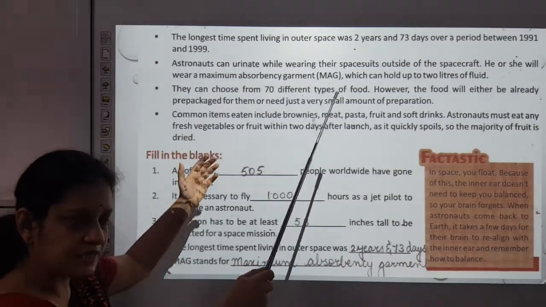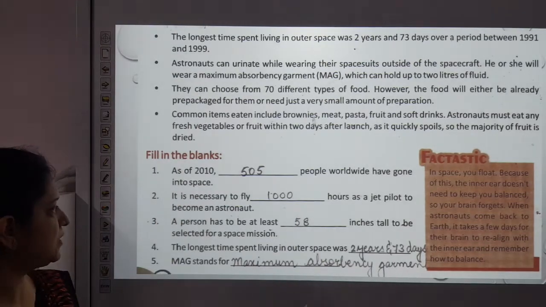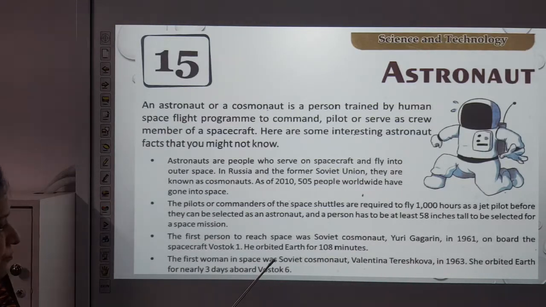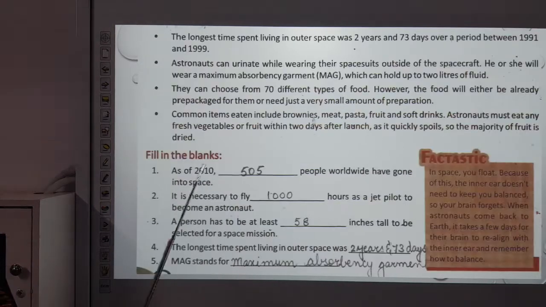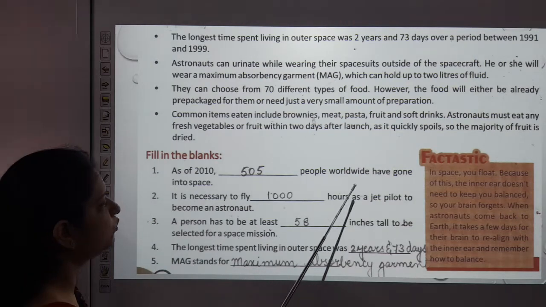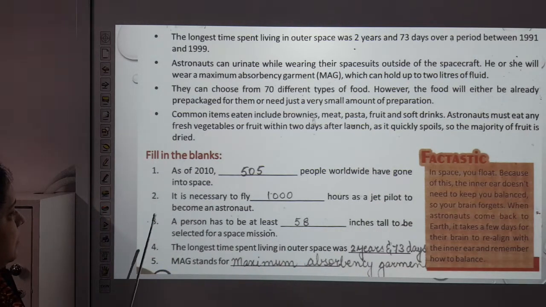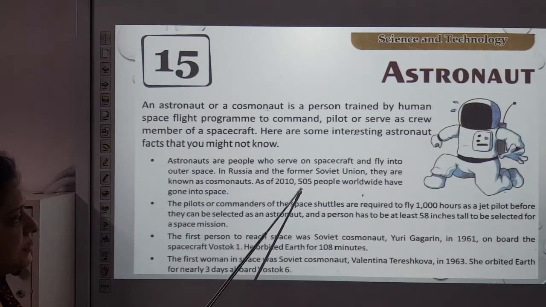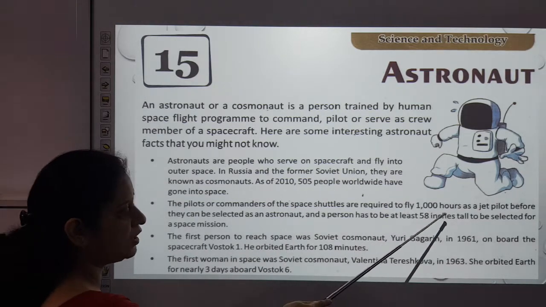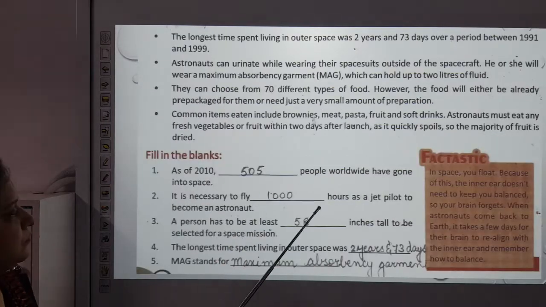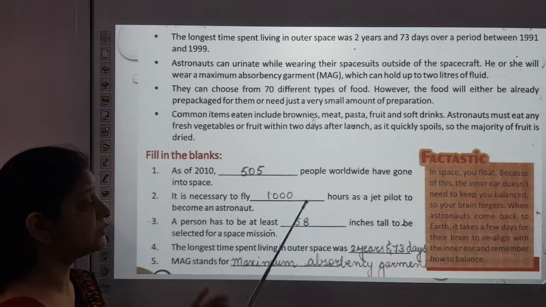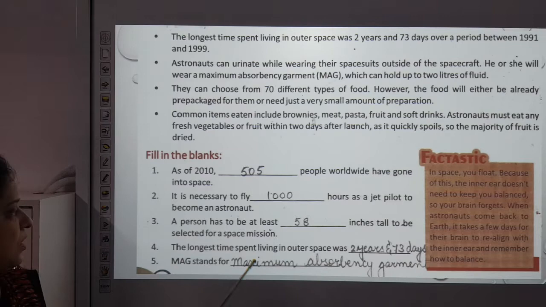So, with the help of this, we are going to fill the blanks here. Number 1, as it is written over here, you can see 505. As of 2010, 505 people worldwide have gone into space. Number 2 is 1000 hours. As a jet pilot to become an astronaut, he has to get training to fly 1000 hours before becoming a pilot or an astronaut.